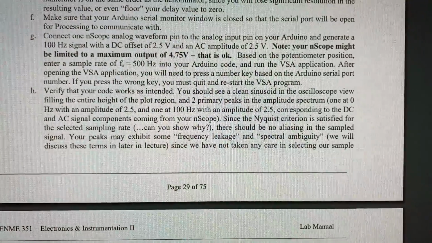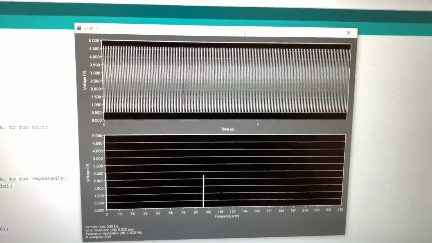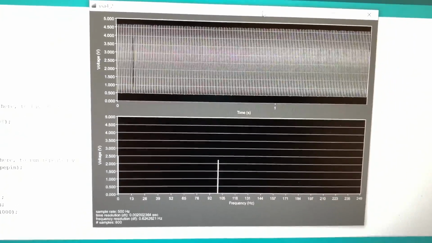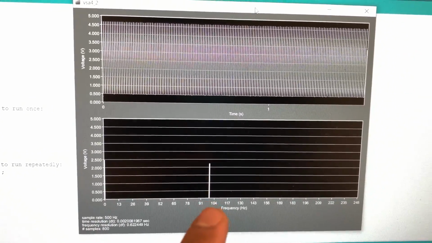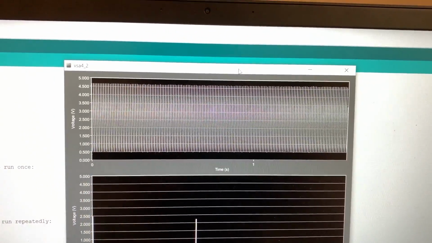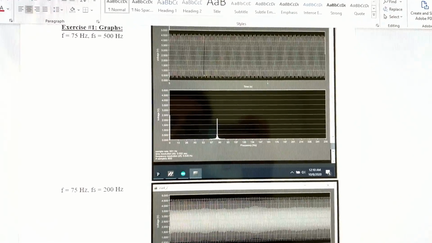So I'm currently on step H, and you can see that my Arduino code works properly because I have one peak at 0 and then another peak at about 100, and they're clean, and there's a clean sinusoid right there. This is exercise 1. These are the graphs for it.